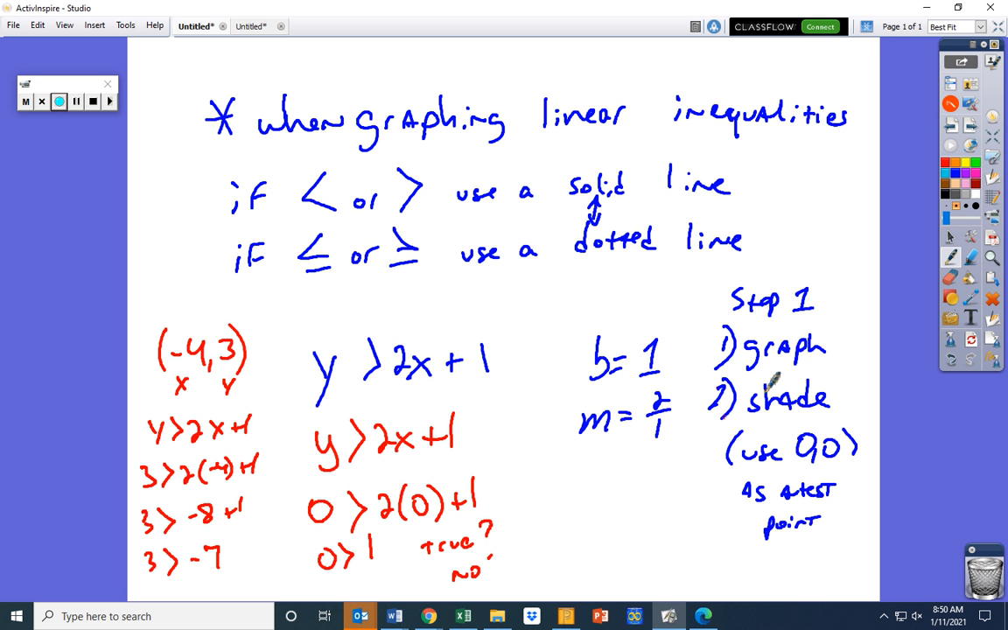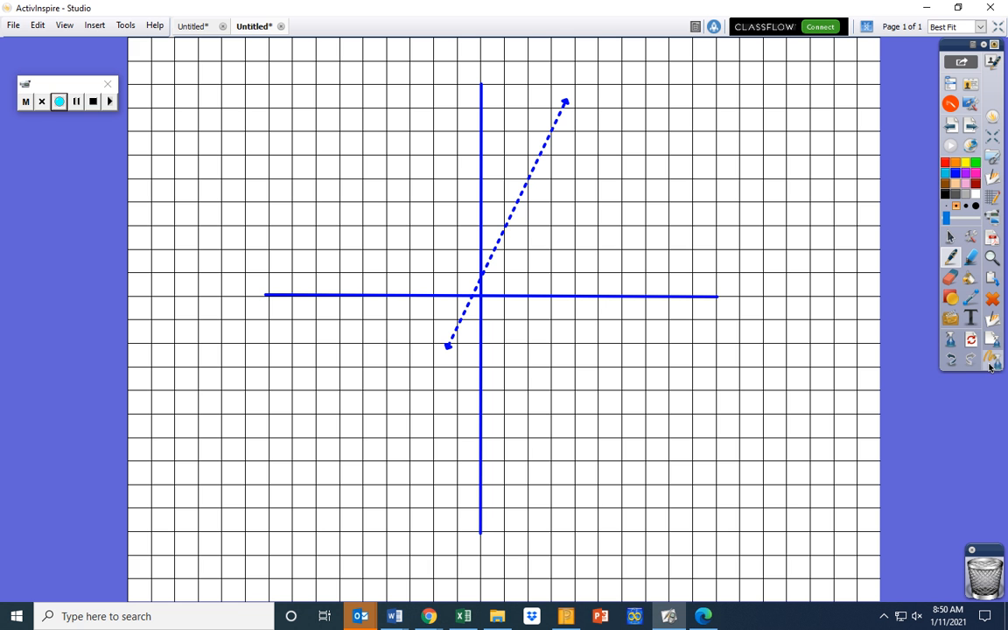Okay, let's try another one. Can I erase all this? You sure? All right. So let's say I've got an inequality that looks like this. Let me erase this stuff. All right. Let's say I got this one. Y is greater than or equal to negative 1/3 x plus 2.